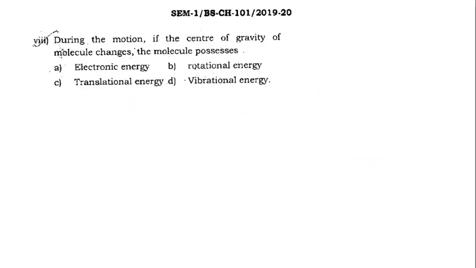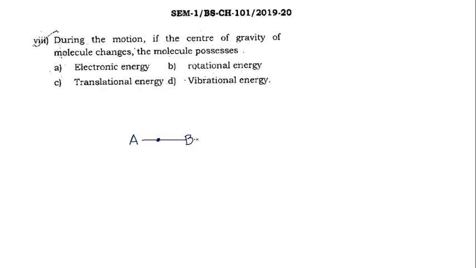So the 8th question is: during the motion, if the center of gravity of a molecule changes, the molecule possesses what type of energy? Now this is also from molecular spectroscopy. It says the center of gravity changes. Suppose this is a molecule A, B, and this is the center of gravity. Now if it vibrates, the center of gravity will not change because it will vibrate on both sides.